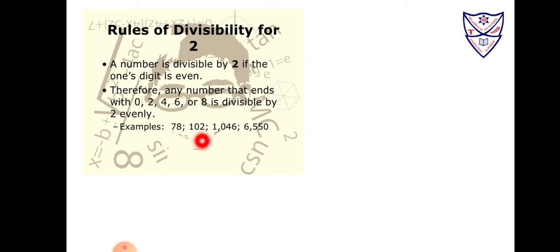Is 102 divisible by 2? Yes, because it ends with 2, which is an even number. Is 1046 divisible by 2? Yes, it is divisible by 2 because it ends with a digit that is an even number. Now, is 6550 divisible by 2? Yes, if it ends with 0, then also it is divisible by 2. Therefore, any number that ends with 0, 2, 4, 6 or 8 is divisible by 2.